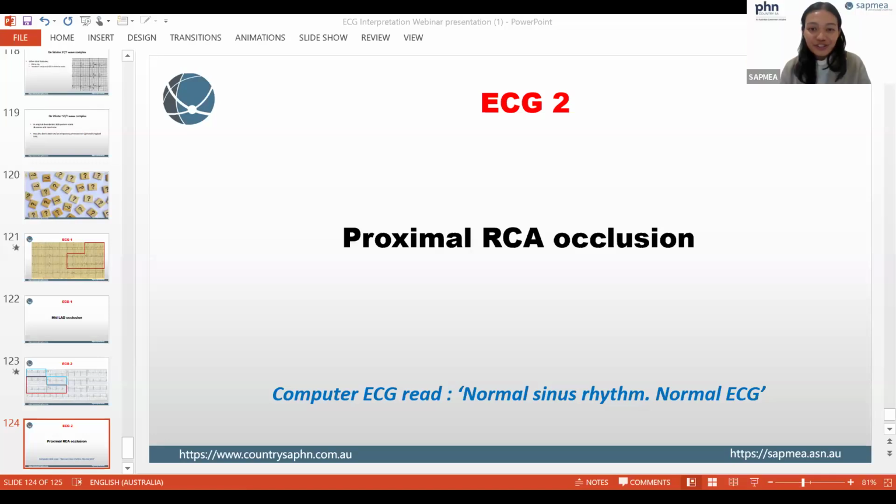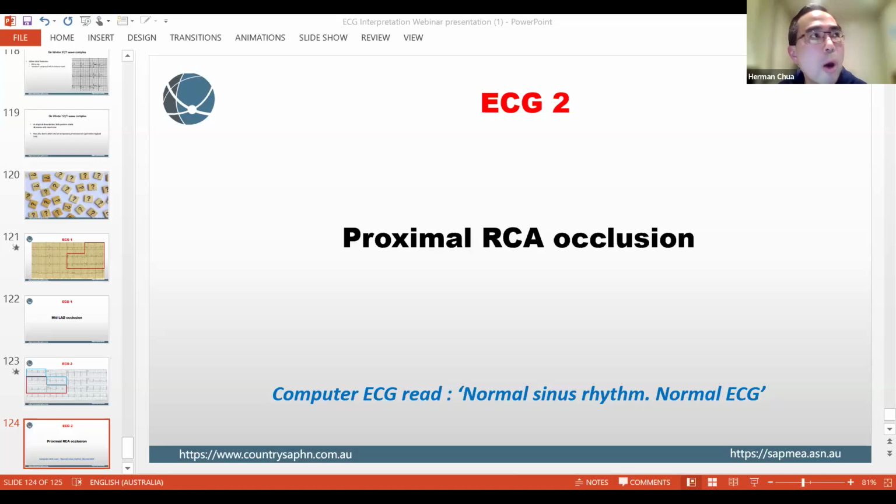Another question as well. It says here, if there is an ST elevation, can this still be used as a diagnostic criteria?